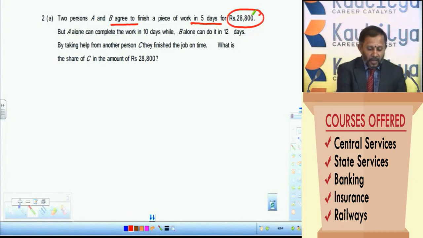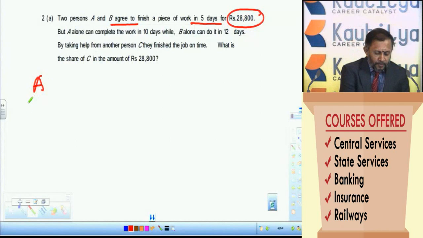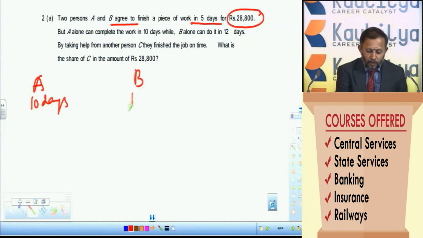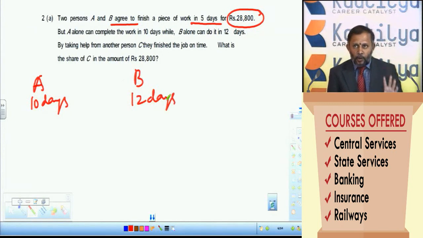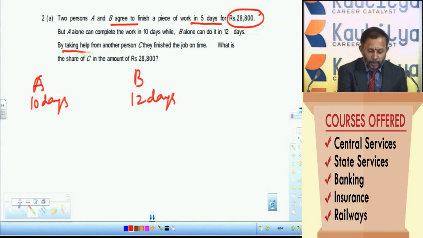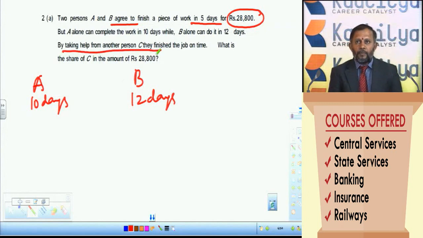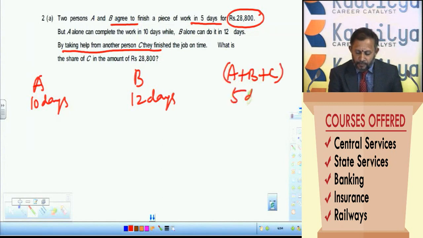But A alone can do the work in 10 days. Next, B alone can do the work in 12 days. So that shows the capacity of A and B. But they promised to complete the work in 5 days. And for that, they took the help of another person, C. So here, A, B, C together completed that work in 5 days.